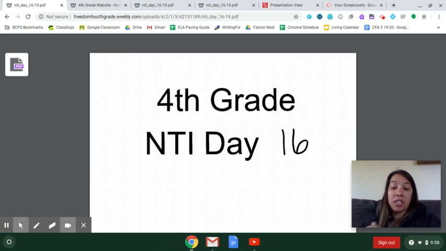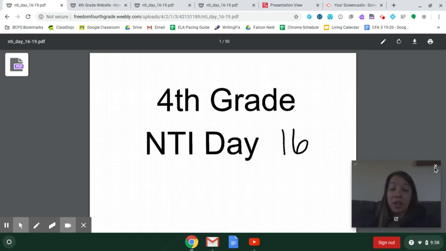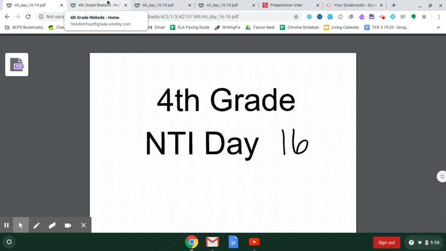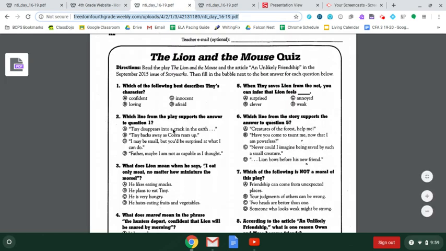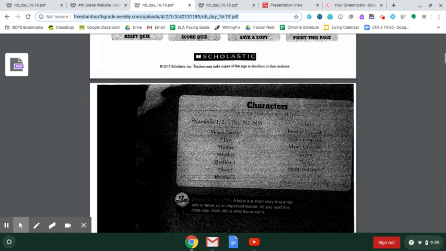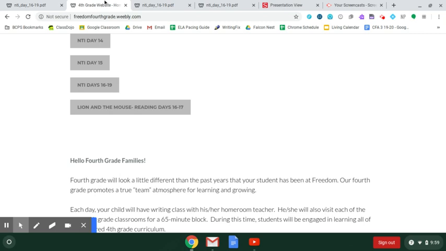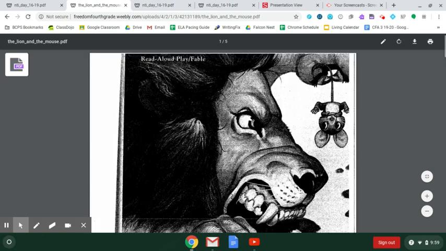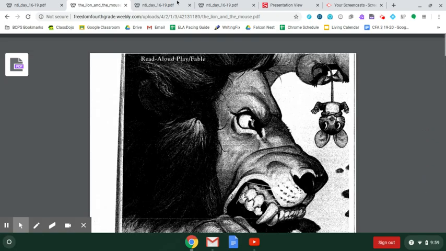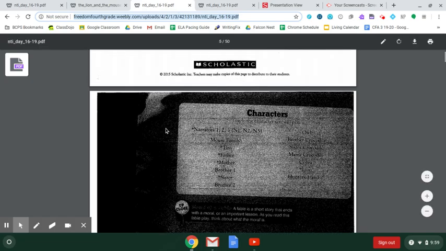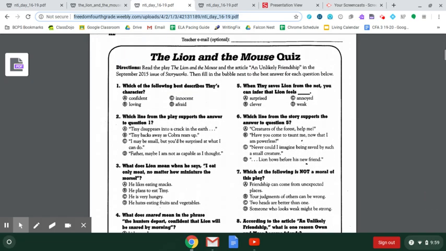Today, I'm going to talk to you about both day 16 and day 17 because they go together. So, for day 16, you are going to read a play called The Lion and the Mouse. That play is copied in your packet, and hopefully in your packet at home it looks great. But if it doesn't, or if you're trying to access it online and it's pretty dark, you can go to our school website, freedom4thgrade.weebly.com. And I went ahead and copied a little link for you there. If you follow that link, it has the whole play, where you can read it a lot better.